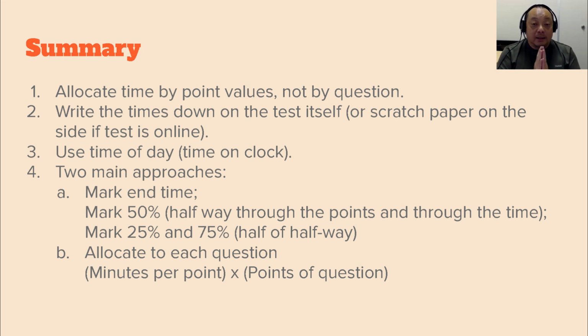There are two main approaches. First approach is to mark the end time, mark the 50%, which is half the time and half the point values, then half of that, which gets us to 25% and 75% of both the time and point values. The second approach is to customize, compute minutes per point and multiply by the number of points of each question.